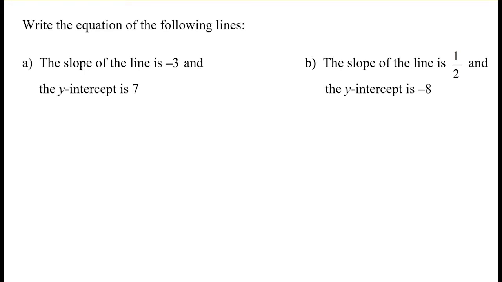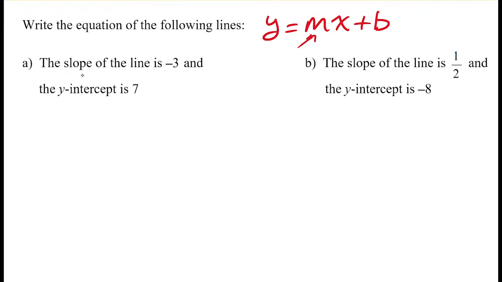Let's write the equations of these lines. So remember, we want to do this in slope-intercept form, and the way slope-intercept form looks is y equals mx plus b. So we attach our slope as the coefficient to the x, and we add our y-intercept as the constant at the end of our equation.